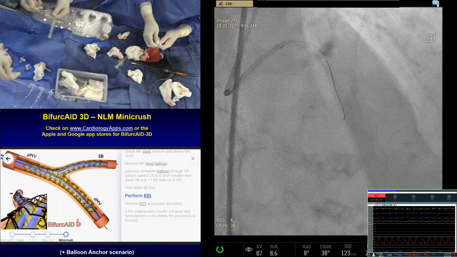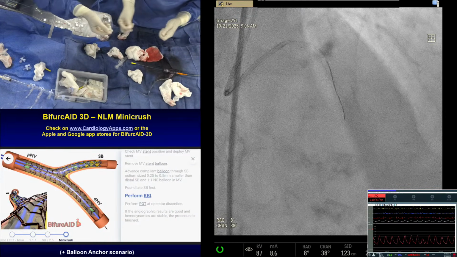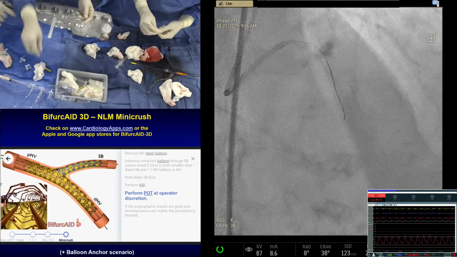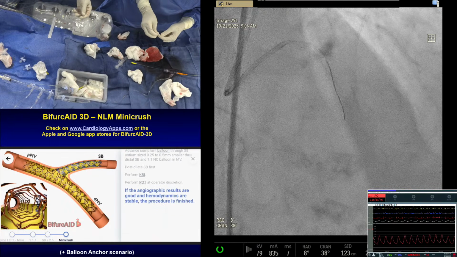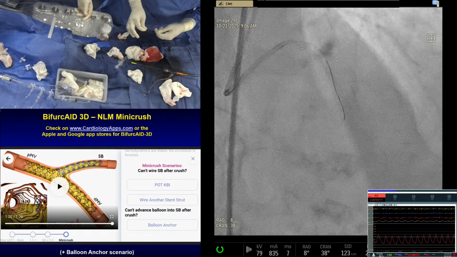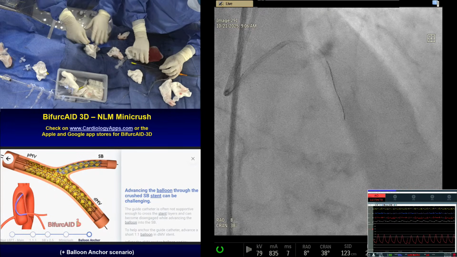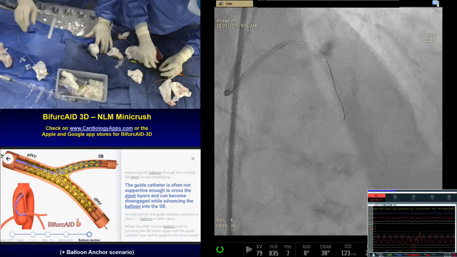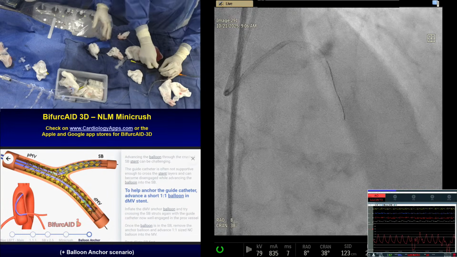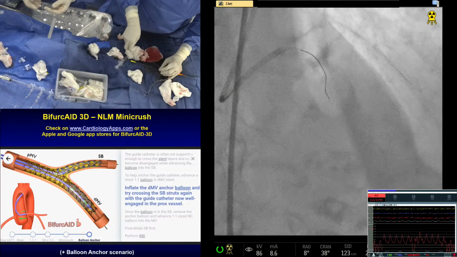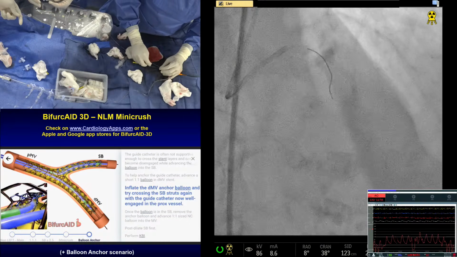Once there was calcium at the level of the bifurcation, we always find crossing, recrossing can become an issue. Yep. This is after we cross the diagonal with the compliant balloon, which we have already. What's the compliant balloon you have? We had 2.5 before, right? Yeah.